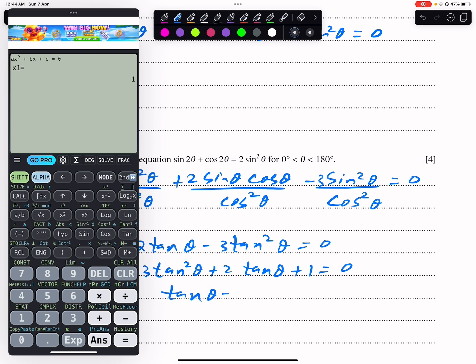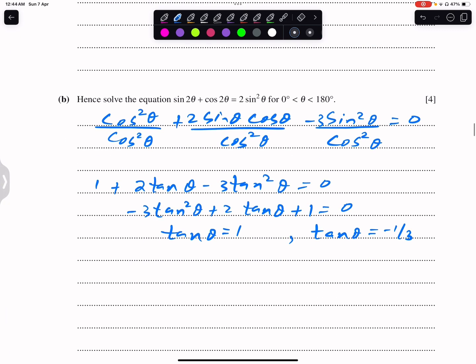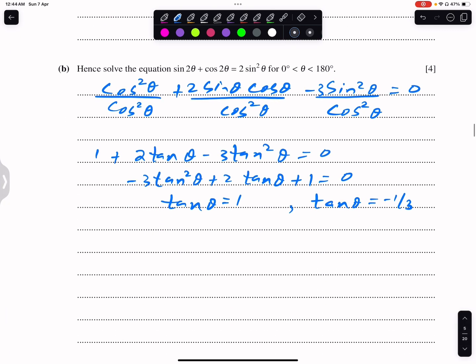So tan theta is 1 and the other value is tan theta is negative 1 upon 3. So let's draw the xy plane.